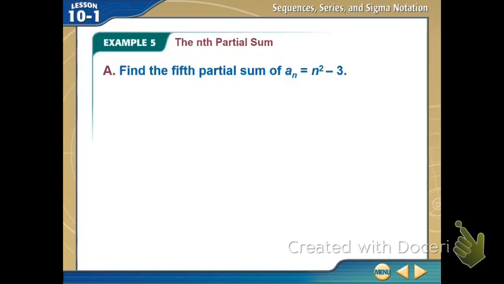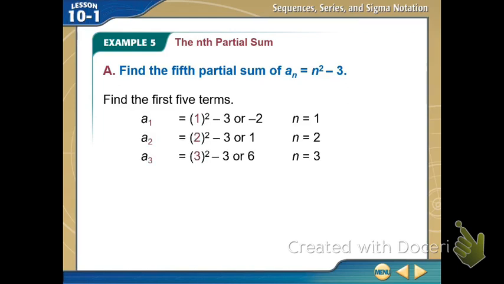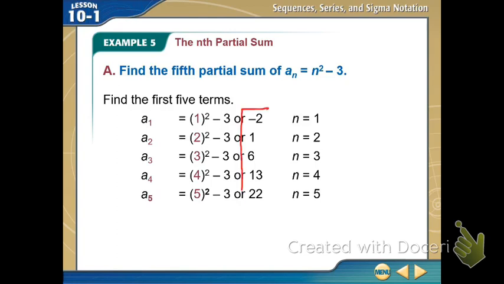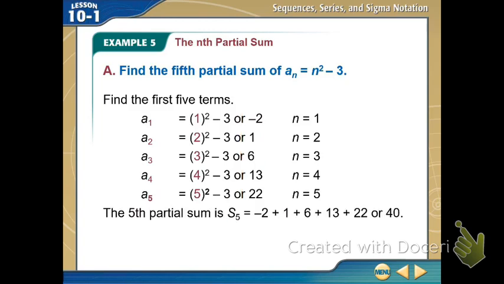So find the 5th partial sum. Again, they're giving me a formula. So I'm going to have to find A1, A2, A3, right? I'm going to have to find all those first, and then because it's a sum, I'm going to be adding them together. So let's first find the terms, A1, A2, A3, A4, and A5. And because this is a partial sum, I'm going to take all of those terms, add them together, and that should give me my partial sum of the first 5 terms. And I should get 40.